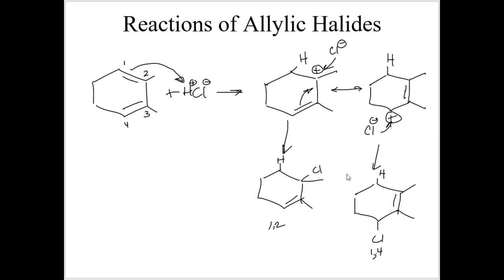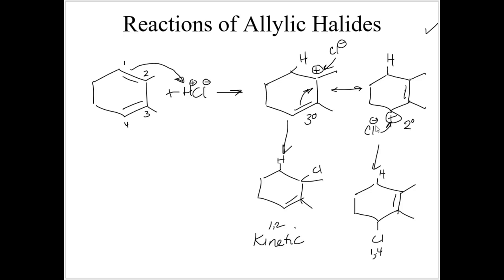Okay. So let me ask a question. For this reaction, which one of these products is the kinetic product? Which one of these two products, 1,2 or 1,4, which one is the kinetic product? So when that question comes up, go ahead and answer it. The kinetic product came from the more stable intermediate. The more stable intermediate is what? The tertiary carbocation versus a secondary carbocation. So therefore, this would be the kinetic product.